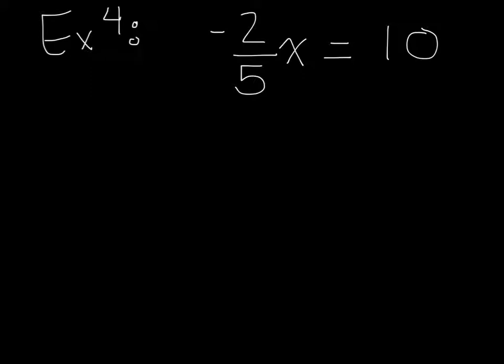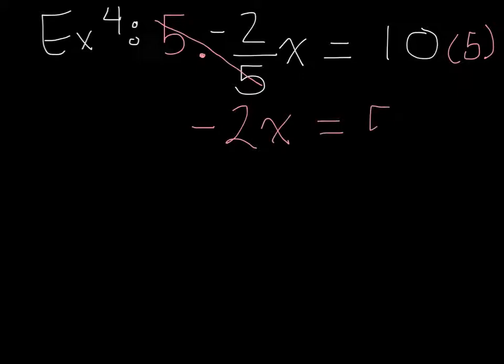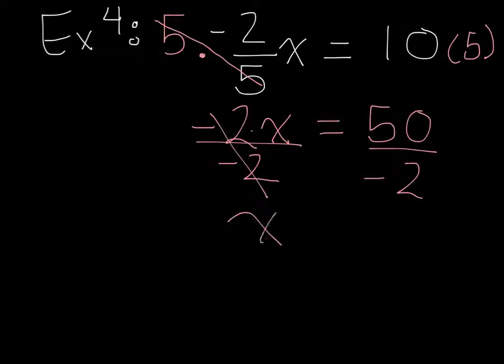So to get rid of the fraction, what I could do is eliminate that denominator of 5 first. So to eliminate the denominator, I would multiply both sides by 5. This would become 1. And on the left, I'd be left with negative 2x equals 50. Then I'd have to undo this multiplication, so I'd have to divide by negative 2. So I get x is equal to negative 25. Okay?